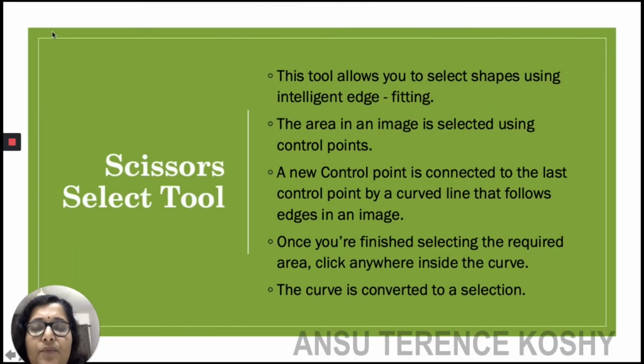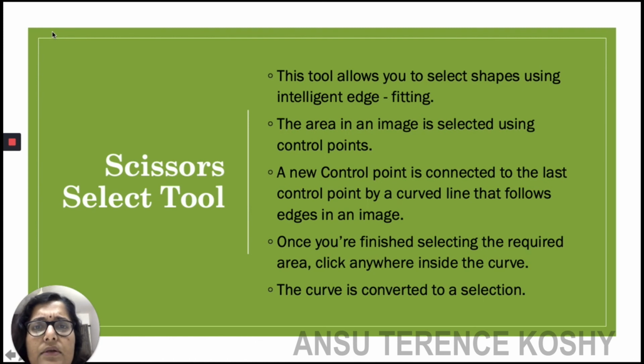The last thing that we need to discuss today is scissors select tool. This tool allows you to select shapes using intelligent edge fitting. What do you mean by intelligent edge fitting? It just means that it is able to go around the edges of your image very cleanly or very neatly. The area in an image is selected using control points. How do you select the edges? You have to do it with the help of control points.